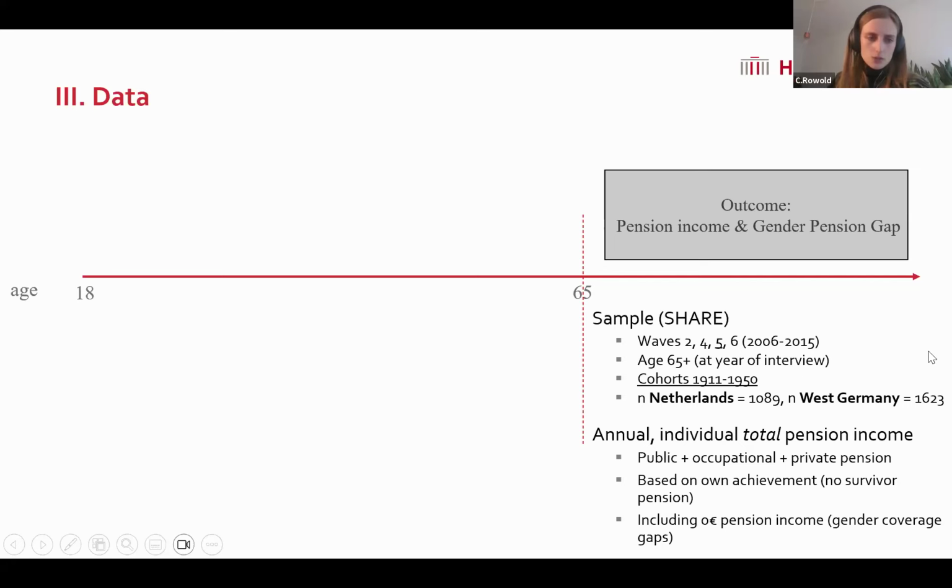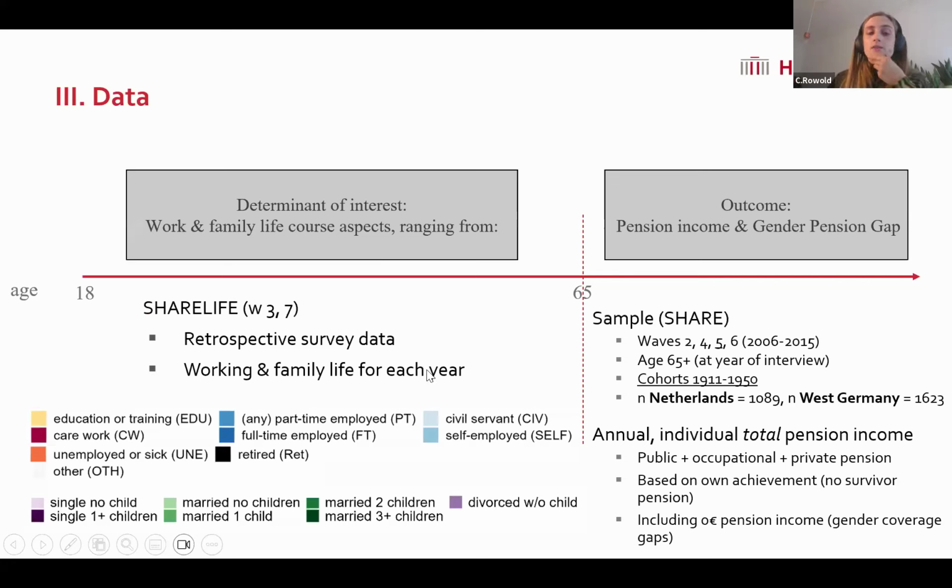for these two countries. Okay, and then the determinants of interest are the work and family life course aspects ranging from age 18 to 65. This comes from retrospective survey data. And we've already seen the categories for the working life courses. And then here are the different categories for family life courses. So basically partnership state and number of children.